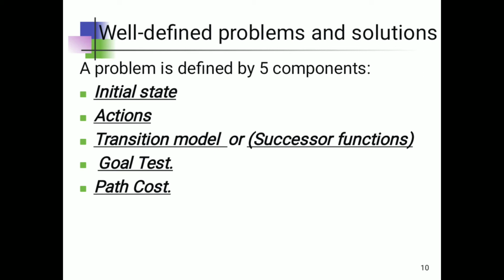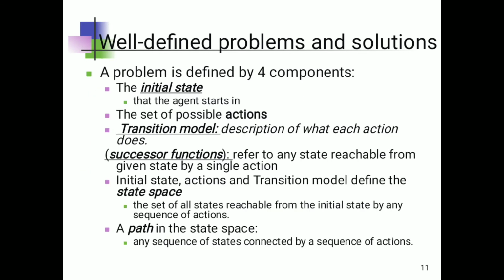So what will be my initial state, then what will be the possible actions, what will be the transition model or the successor function, meaning how we'll move from one state to another state. That transition between the states is nothing but the transition model. Then the goal test. Goal test means what? How we'll decide that this is my goal or not. Then the path cost. So these are the 5 components that we need to consider.